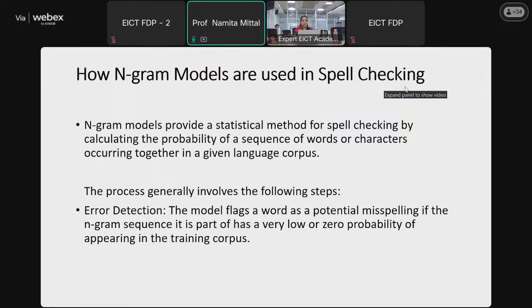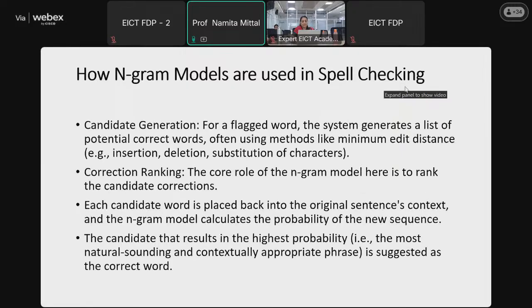What you are typing is not found in the corpus. It means it has zero or very low probability of appearing in the training corpus. So it means it is a misspelling. First, it is detected that yes, there is an error. Second, candidate generation: what are the possibilities, if it is not correct, of what should be there? So all the candidates are generated. Third, the core role of n-gram here is to rank the candidate corrections. Ranking is done on the basis of probability.